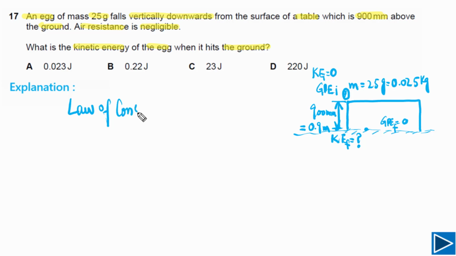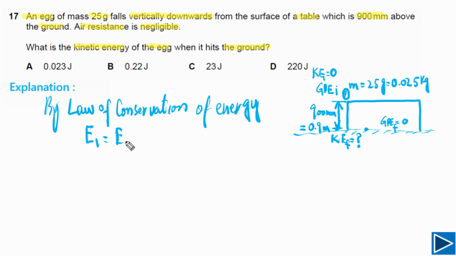So by the law of conservation of energy, we can simply write down that the initial energy has to be equal to the final energy. We are talking about total energy. In this case, the initial energy is equal to the sum of initial kinetic energy and initial gravitational potential energy. This has to be equal to the final kinetic energy plus the final gravitational potential energy.